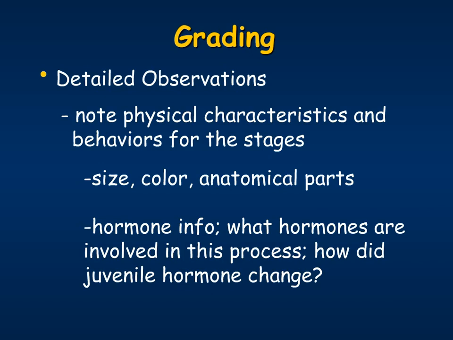So what are some of the details that you're going to be talking about with your observations of your tobacco hornworm? Well, basically you're going to note any physical characteristics and behaviors that occur for each of the stages. So this might include things like size, color, and anatomical parts. Also, you're going to be discussing hormone information. So what hormones are involved in this process, and how did the juvenile hormone change? And these hormones will be discussed in our growth and development lecture.